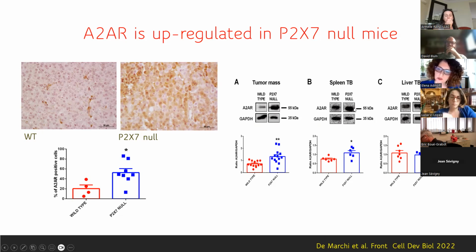Interestingly, we can also measure, again by Western blot, an upregulation of the A2A receptor also in the spleen of these tumor-bearing mice, thus suggesting that the A2A receptor might be upregulated not only in the cancer cells, but also in the immune compartment in these mice, while in the liver, there was no significant upregulation of the receptor.